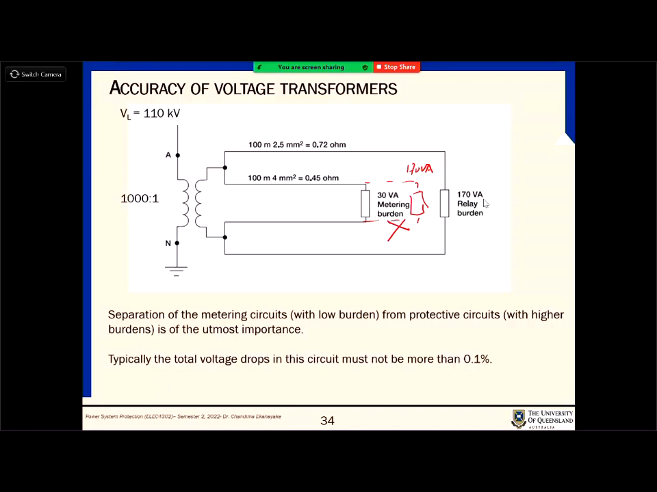if you are using this with the metering, and then using it with the protection, you don't want to use these two different things in the same circuit. That reduces the reliability, right? So that's why in typical substations you will have two separate connections, so that there is no interaction between the protection part and the metering part. Okay.